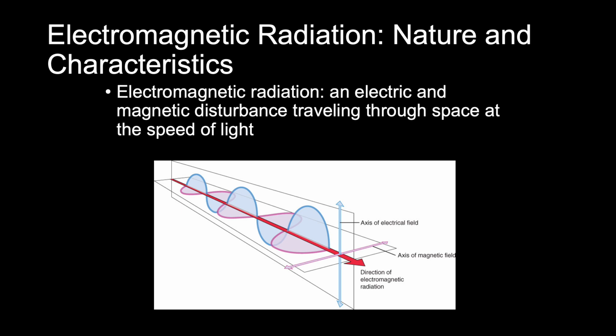Electromagnetic radiation may be defined as an electric and magnetic disturbance traveling through space at the speed of light. You can see in this image here, it's showing electromagnetic radiation, that is energy traveling at the speed of light in waves as an electric and magnetic disturbance in space.